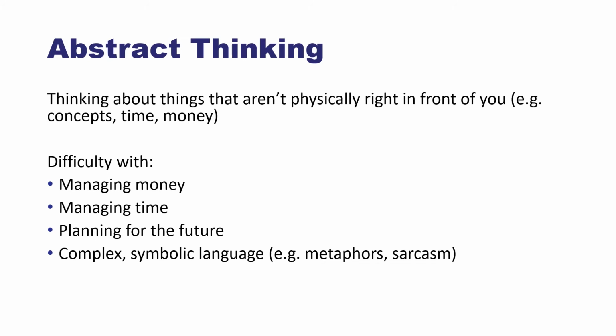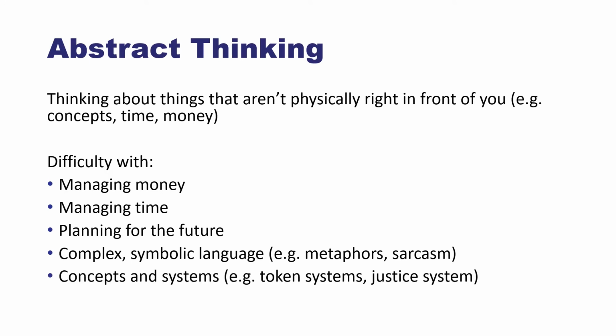Also, someone with FASD may have difficulty with complex symbolic language, like metaphors and sarcasm, and concepts and systems. So things like token systems. If you've ever been part of a behavior plan for your child where you use token systems, you might be familiar with how that works. If a child earns 10 tokens, 10 tokens gives you a prize. That takes planning for the future. And it's very abstract to work towards something.